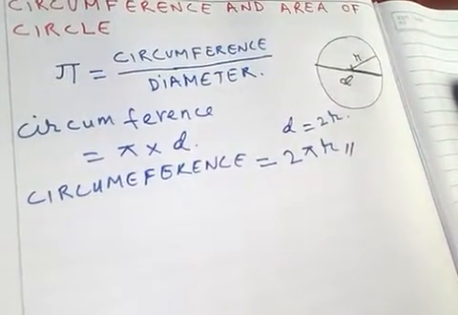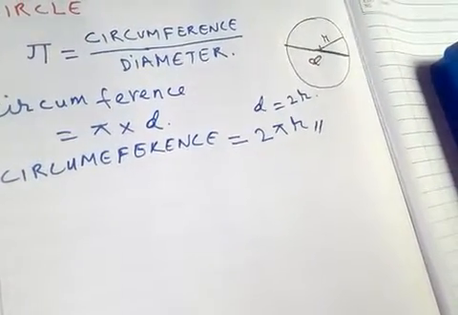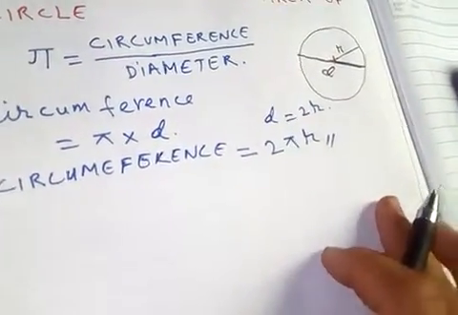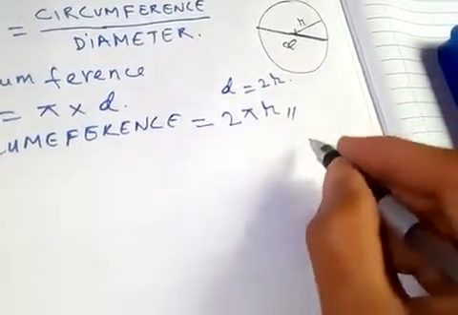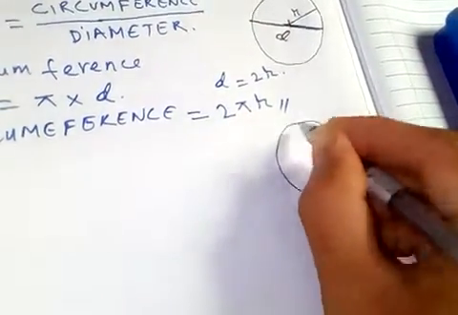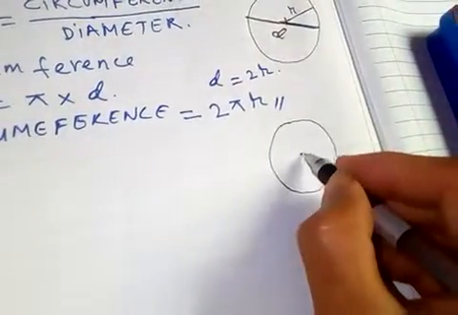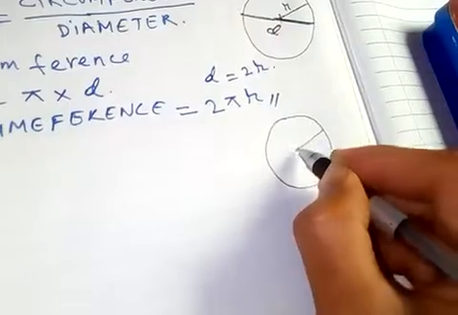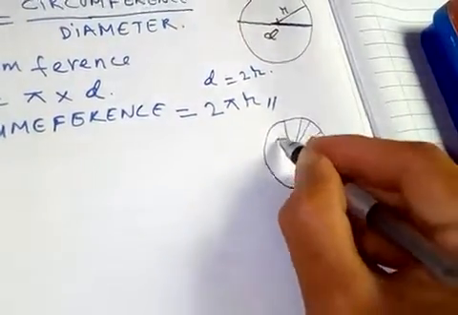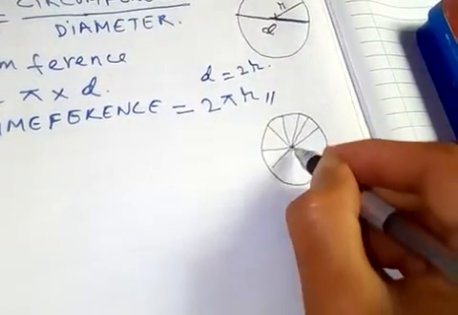Now let's find the area. I don't do it in a practical way, but you can try it at home. First of all, draw the circle and mark the center here. From this, divide it into small sectors like this, so that they are equal. Okay, they should be equal.